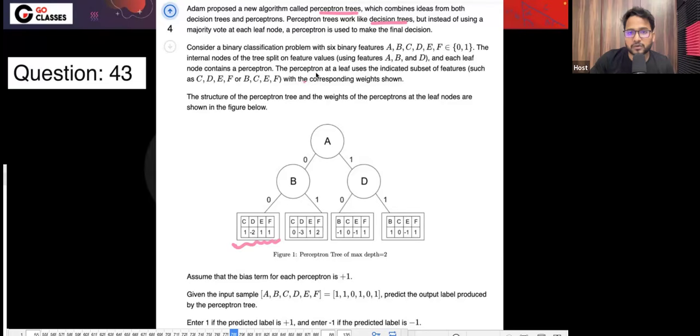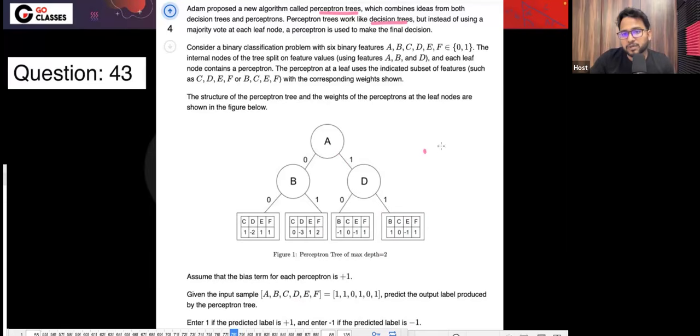They are saying that the perceptron at each leaf uses the indicated subset of features, such as CDEF, or BCEF, like that, right? Now, the structure is given below. Now they are saying for the input A, B, C, D, E, F, what will the predicted output be? See here, if A is 1, then you need to check D, right? If D is also 1, then you end up in this leaf. Now you have to apply this particular perceptron.